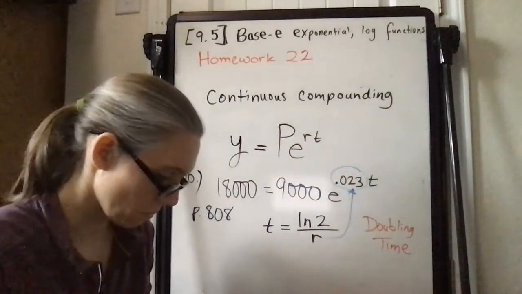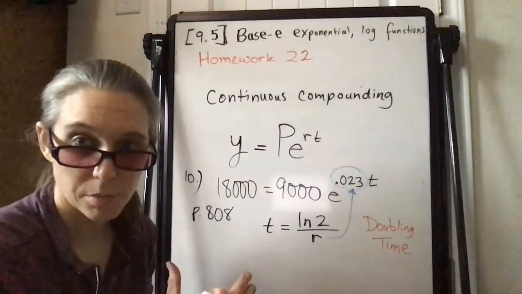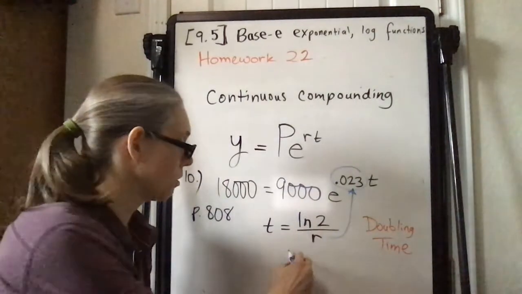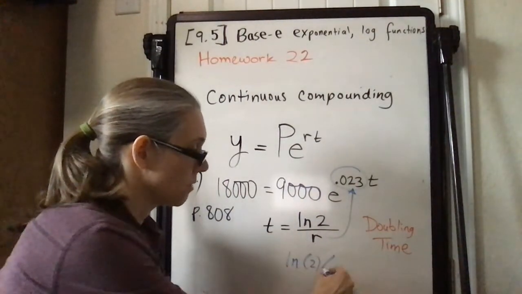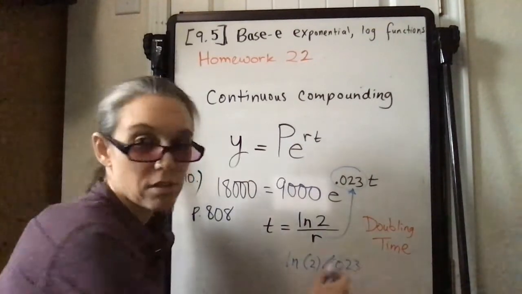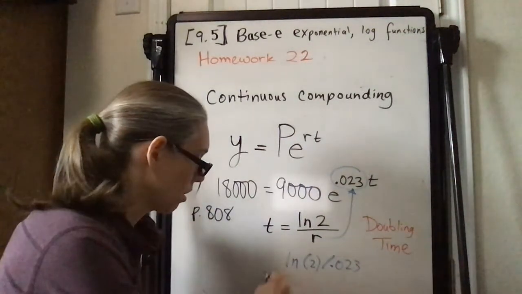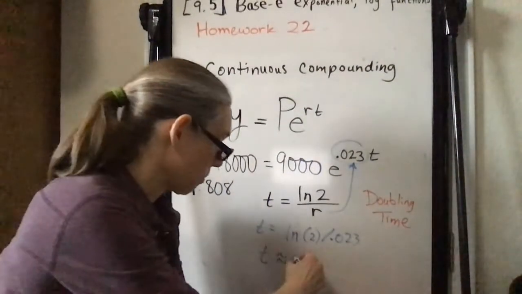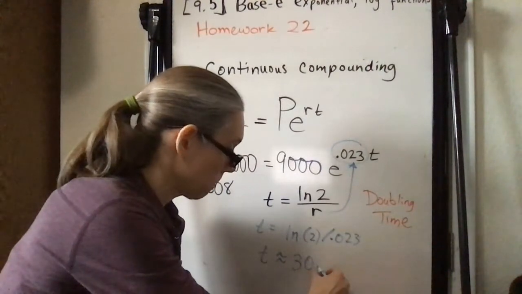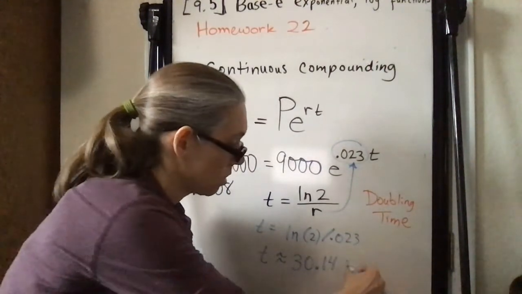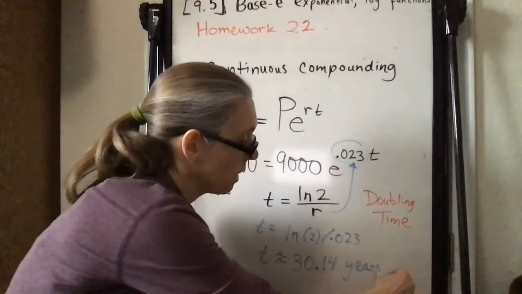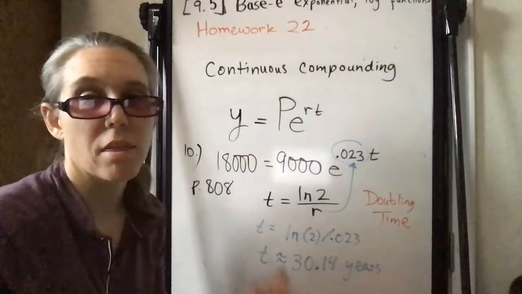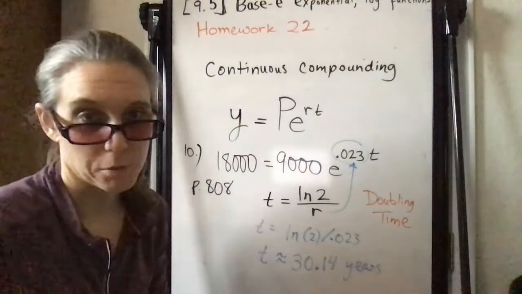So take ln of 2. Make sure you close the parentheses before you divide by 0.023. And if you type in ln of 2, close the parentheses, divided by 0.023 into the calculator, you're going to get that the time needed is approximately 30.14 years. So if you only have an interest rate of 2.3% and it's compounded continuously, it's going to take about 30 years for it to double.